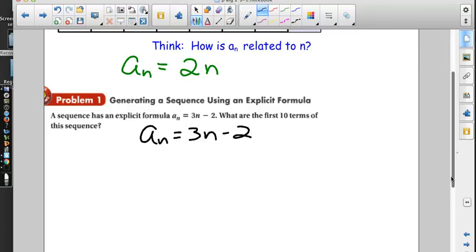Now, this is really important. We can't just blindly start writing the numbers down. What I want you to do is learn the notation. So we're going to write a sub 1 equals, a sub 2 equals, a sub 3 equals, a sub 4 equals, because that means this is the first term, second term, third term, fourth term, etc.